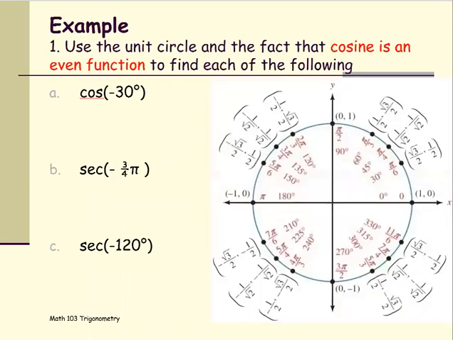To use the property of odd or even functions to answer this example, based on the unit circle provided, the cosine of negative 30 degrees is the same as the cosine of 30 degrees. And I'm going to put a note over here. Since the cosine is an even function, cosine of negative x is the same as cosine x.